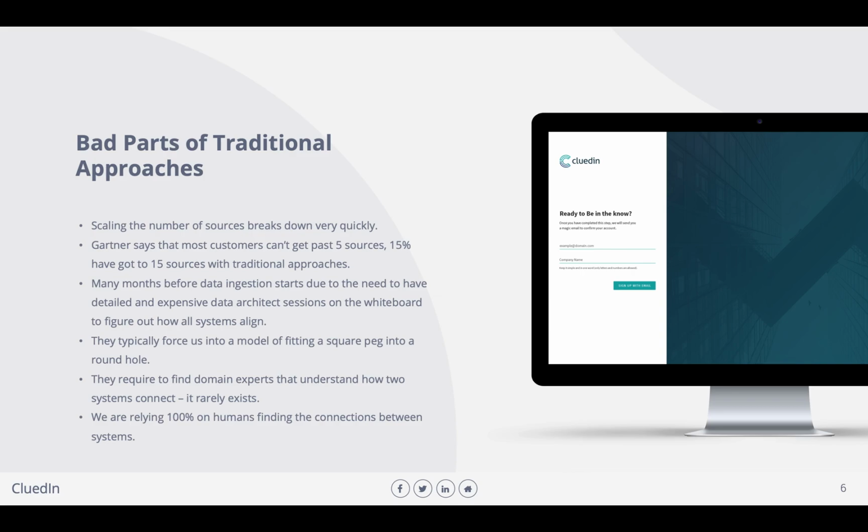The other part about these traditional approaches is that it genuinely forces us into a model of fitting a square peg into a round hole. Let me explain. How most businesses are addressing their data integration challenges today is that they are upfront specifying a perfect model of what they would like their data to look like and how it would be related. And then we ask the source systems to somehow fit into that perfect model. Now, what you'll find once you take on these larger integration projects is that this does not work.